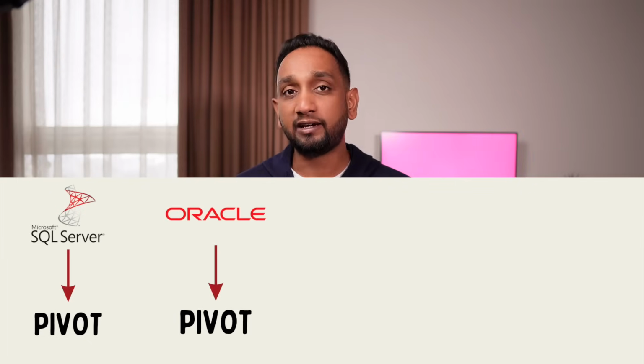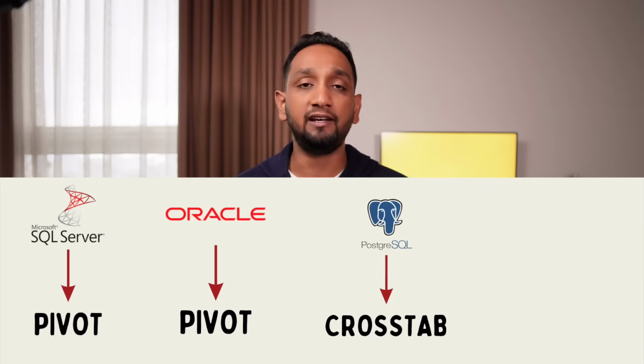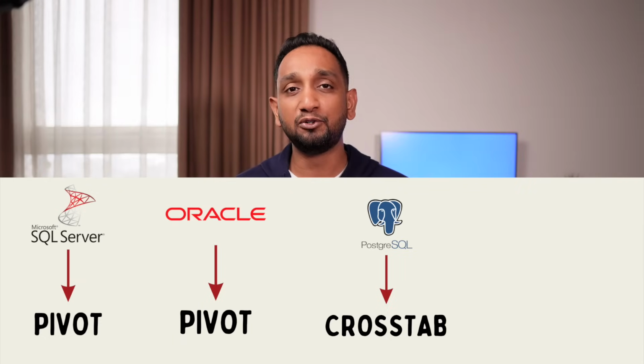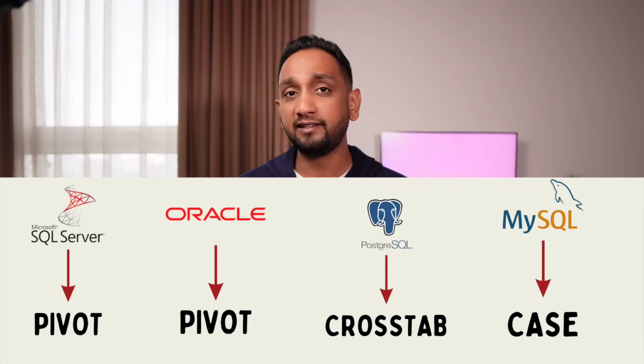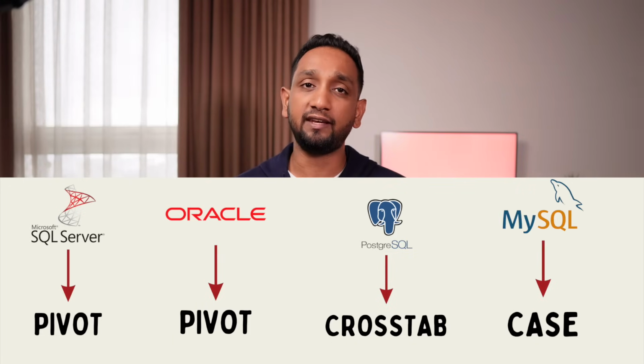For example, in Microsoft SQL Server and in Oracle, the pivot operator is supported. But when it comes to the PostgreSQL database, instead of pivot, they have something called the CROSSTAB function. Now the CROSSTAB function does the same thing that a pivot does, but the syntax is slightly different. And when it comes to the MySQL database, neither pivot nor crosstab is supported, but rather we can transform row level to column level data in MySQL using the case statement.